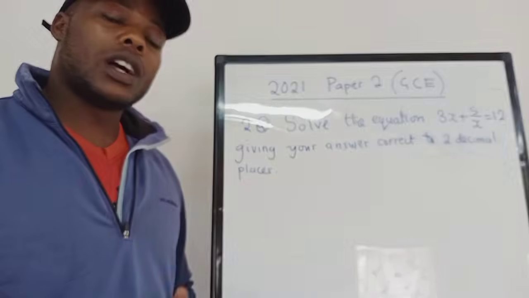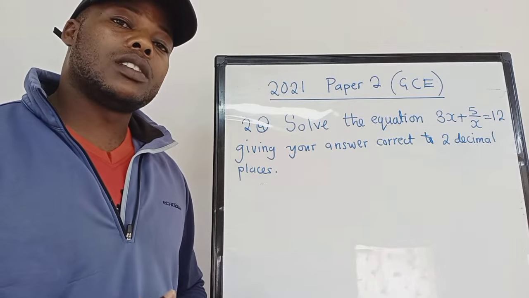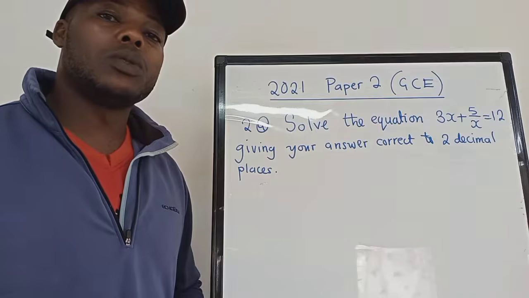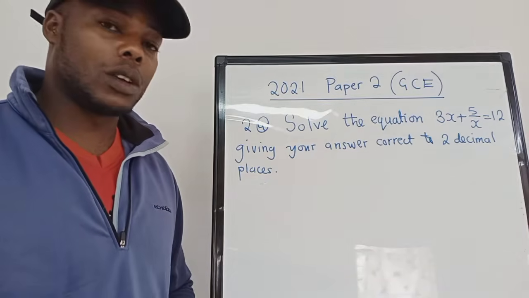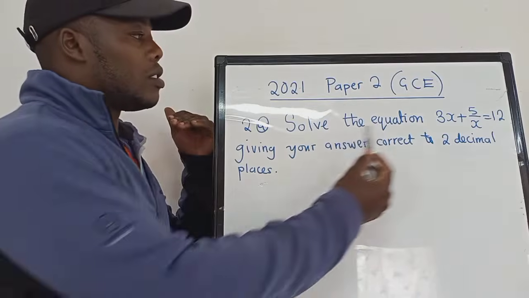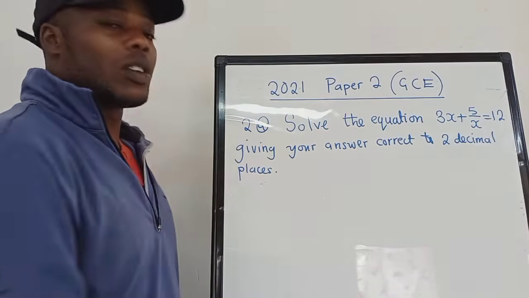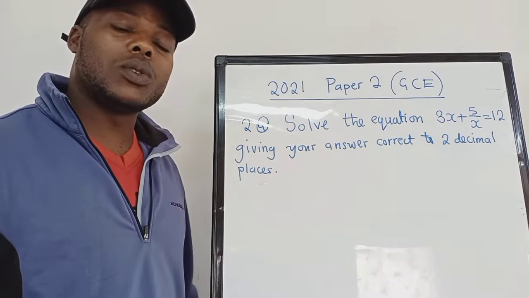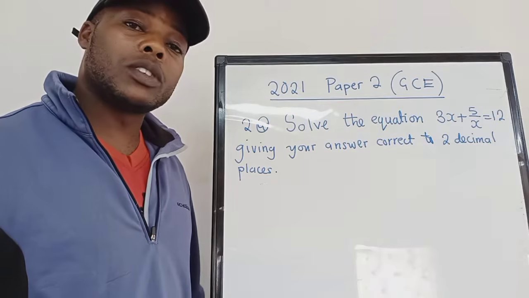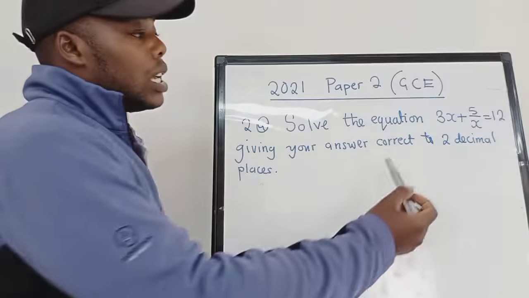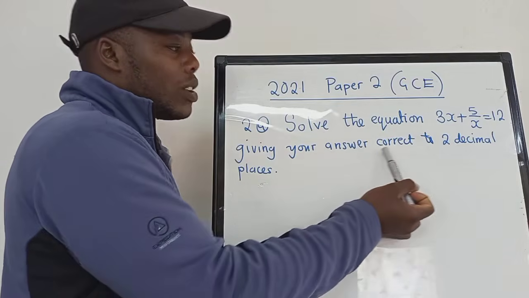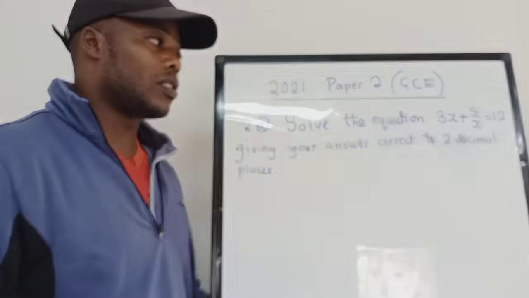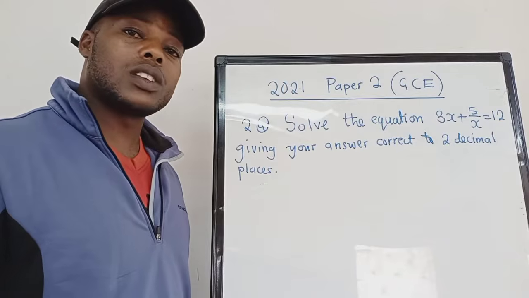Okay, so if you are answering ECZ or GCE paper 2, expect a quadratic equation exam question. In case you come across a paper 2 ECZ or GCE question with the statement "give your answer correctly to two decimal places," just know that you're dealing with a quadratic equation.